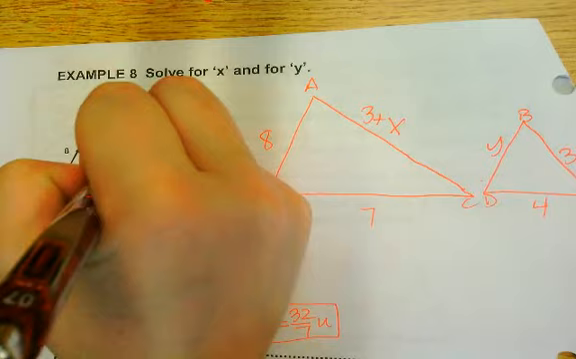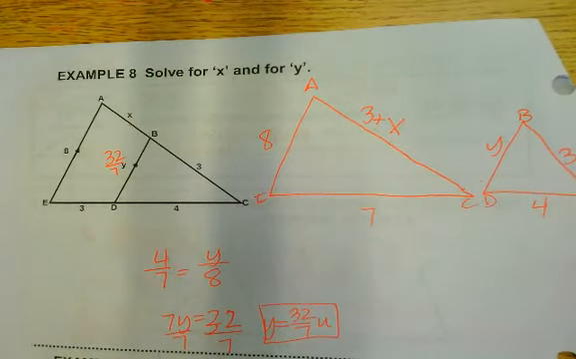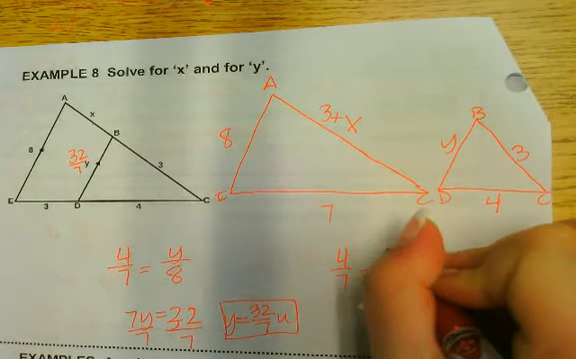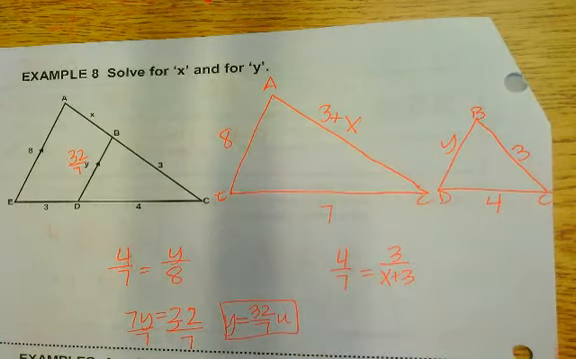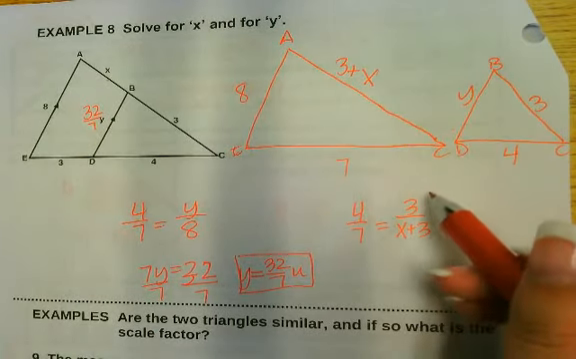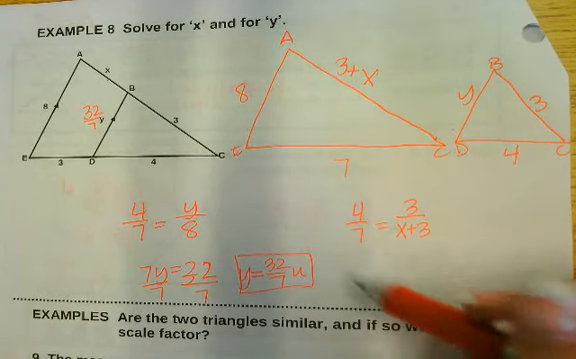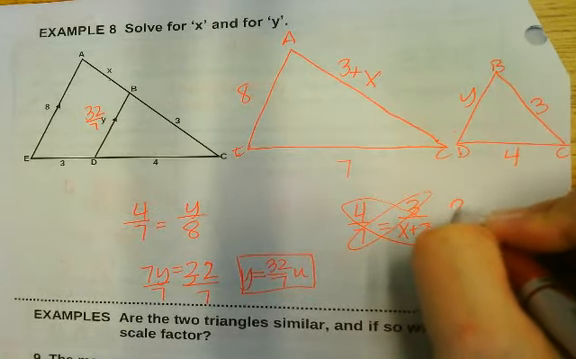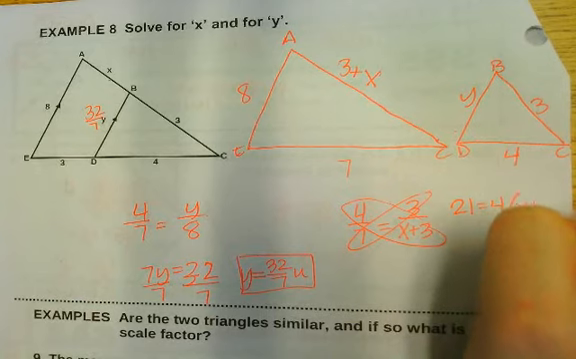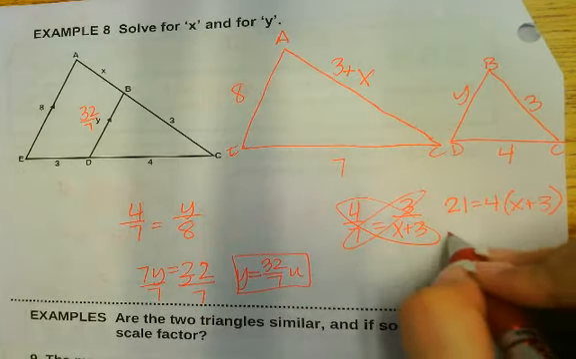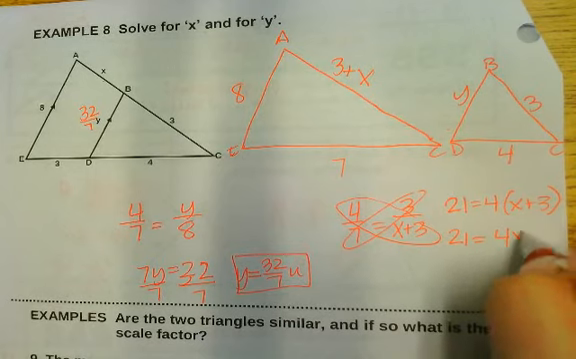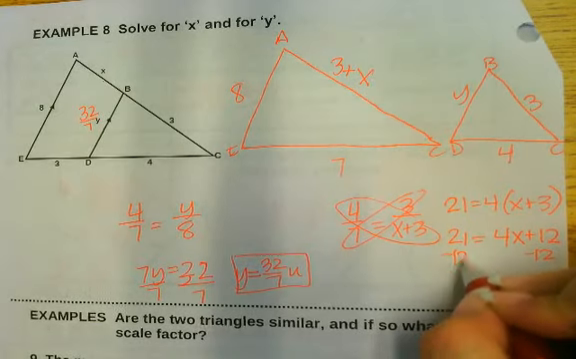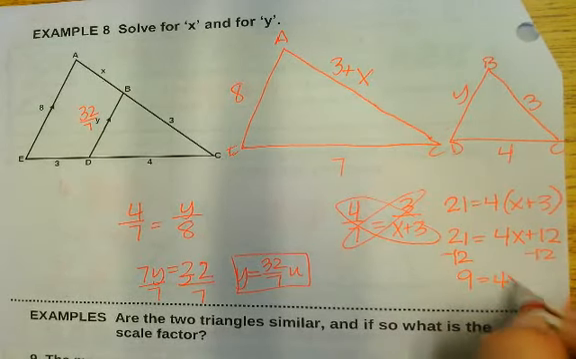How could I figure out what X is? 4 over 7 equals 3 over X plus 3. Then what? Very good. Cross multiply and divide, so you have 21 equals 4 times X plus 3. 21 equals 4X plus 12. Subtract. 9 equals 4X, so what does X equal? 9 over 4.